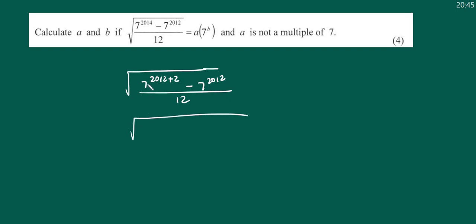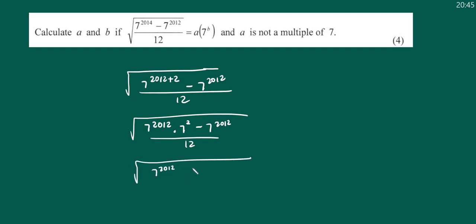Then when you simplify, now why are you doing that? This is because now you can write that as 7 to the power of 2012 times 7 to the power of 2. You are able to split them. This will be one exponent with the base 7. This will be the other exponent with the base 7. Then minus this, okay, over 12. Then when you take out a common factor there, you can take out 7 to the power of 2012 as a common factor, so that you have 7 squared minus 1 all divided by 12, right?